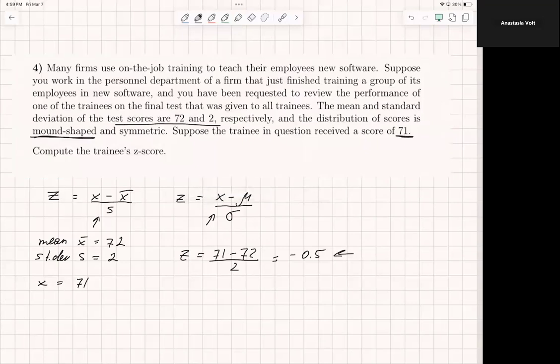Now, is this value usual or unusual? This value is usual because it is within the interval of negative 2 to 2. Everything outside of that is considered unusual. Everything within that interval is considered usual. So we are working with a usual value.